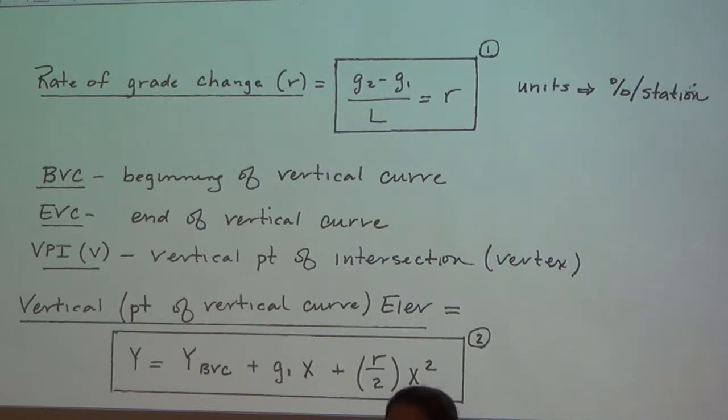300 feet, but we have to put in a 3. Also, for G2 minus G1, if the units are percent and G2 is 2%, do you put in 0.02 or do you put in 2? 2. So this is different.